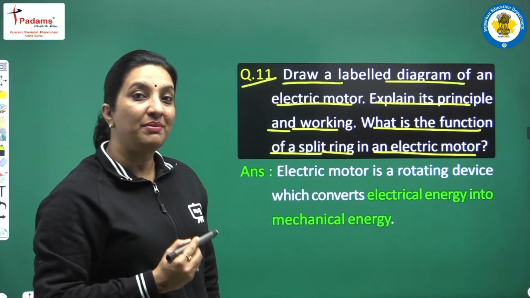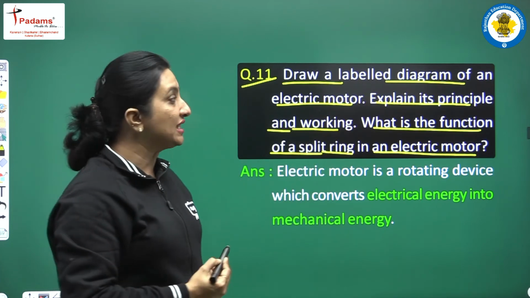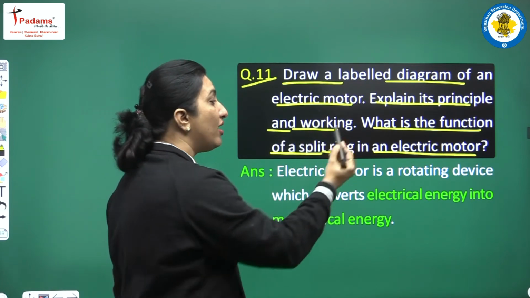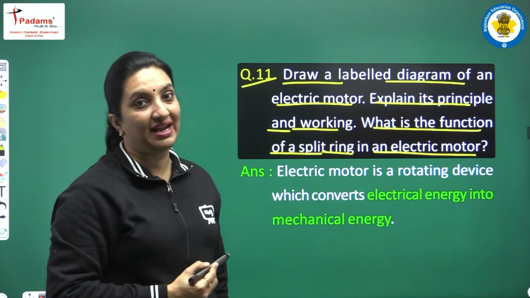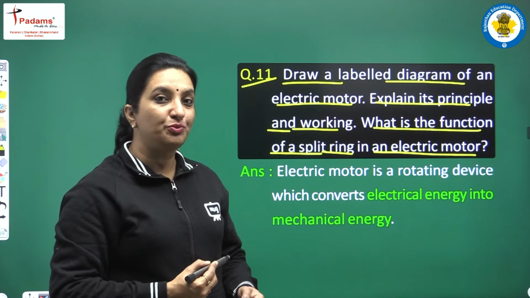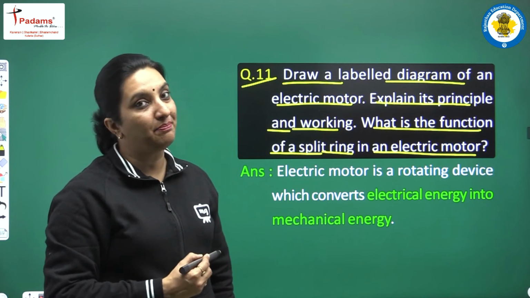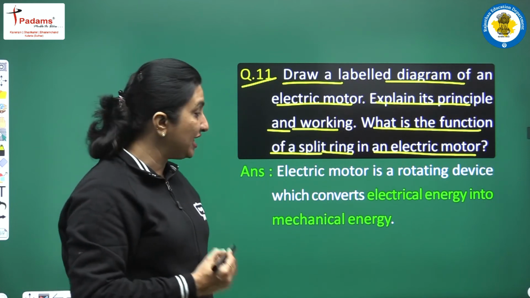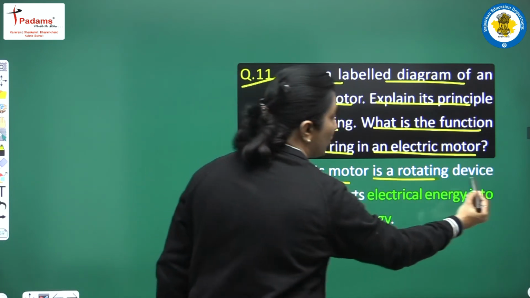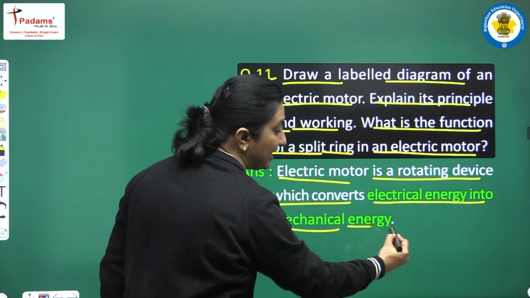नाउ स्टूडेंट्स यहाँ पर हमें क्या करना है, यहाँ पर सबसे पहले हमें एक लेबल डायग्राम बनाना है इलेक्ट्रिक मोटर का, और फिर उसका प्रिंसिपल और वर्किंग भी एक्सप्लेन करना है, और हमें फंक्शन बताना है स्प्लिट रिंग का इलेक्ट्रिक मोटर में. तो स्टूडेंट्स हम स्टेप बाय स्टेप, इसने जितने पार्ट्स पूछे हैं, उनके आंसर स्टेप बाय स्टेप देंगे. तो सबसे पहले स्टूडेंट्स हम डेफिनेशन लिखेंगे इलेक्ट्रिक मोटर की. सो स्टूडेंट्स, इलेक्ट्रिक मोटर इज अ रोटेटिंग डिवाइस विच कन्वर्ट्स इलेक्ट्रिकल एनर्जी इनटू मैकेनिकल एनर्जी.